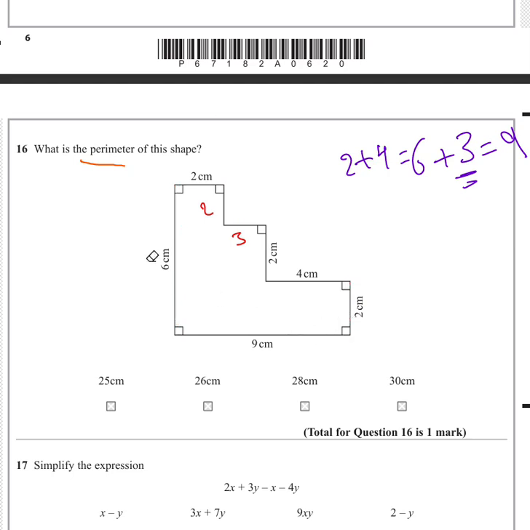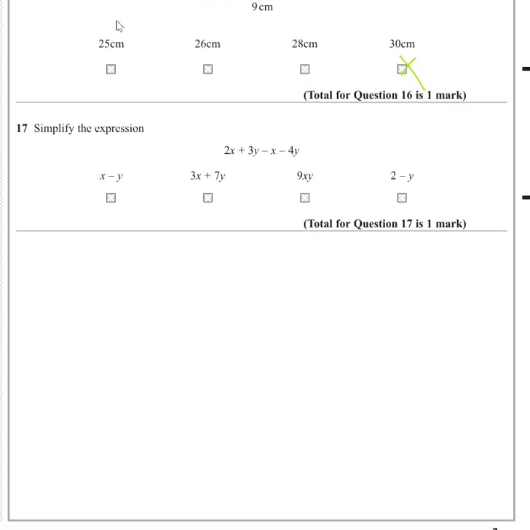Let's do that. So first thing first, I'm gonna add 2 plus 6, that's 8. 8 plus 9, that's 17. 17 plus 2, that's 19. 19 plus 4, 23. 23 plus 2, 25, and 5 more is 30. So the perimeter for this shape is 30 centimeters. You can rewatch the video if it's not clear.